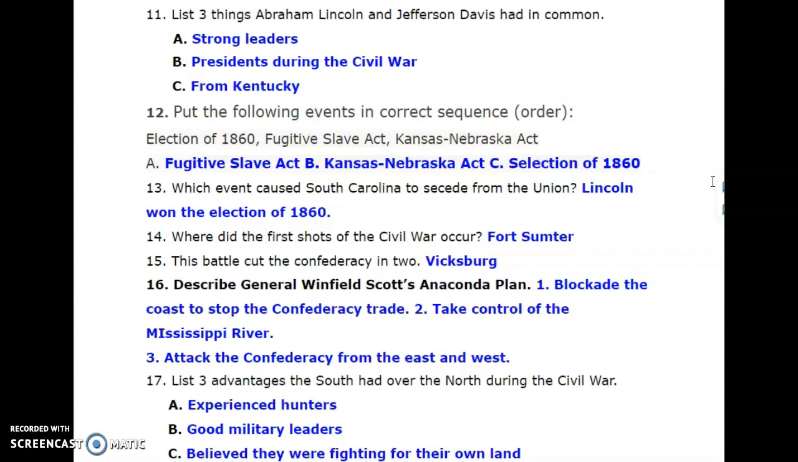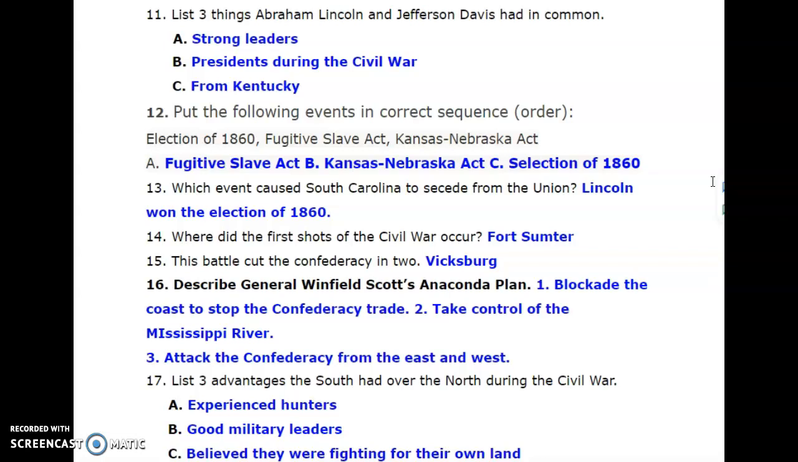We're going to go down into number 16, part of General Winfield Scott's Anaconda Plan, whereby Vicksburg was essential to having a successful Anaconda Plan, where the Atlantic states, the states all along the Gulf of Mexico and the Mississippi River were all blockaded, and Vicksburg was taken control of by the Union Army.